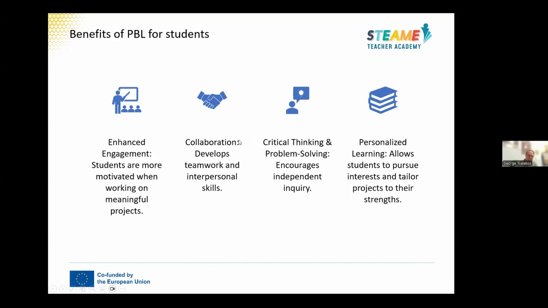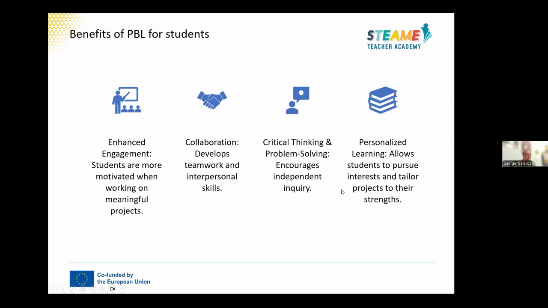They have to collaborate in every job nowadays, in our world, in our societies. This skill is very important, and we have to develop it. So we have to give opportunities for our students to collaborate. And project-based learning is a very good opportunity for this.